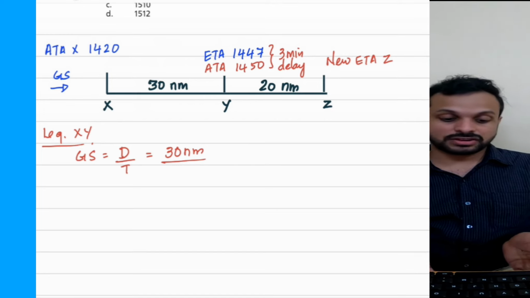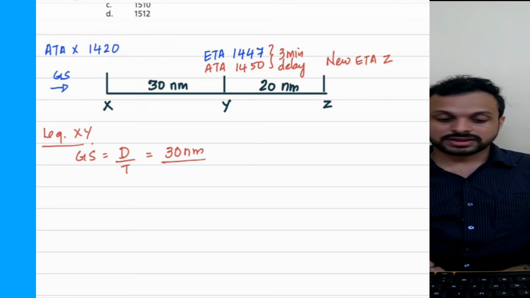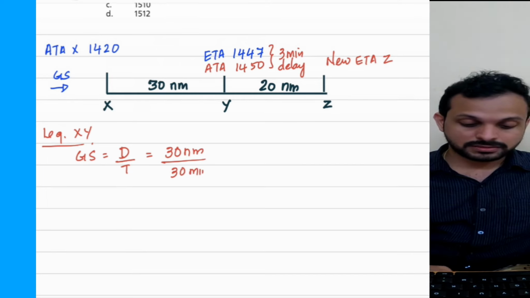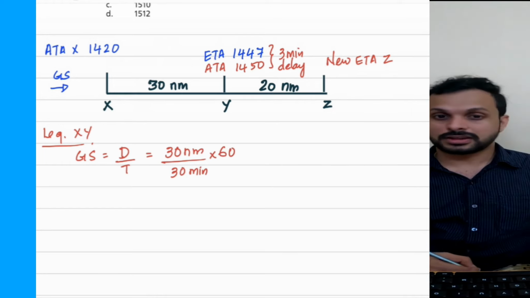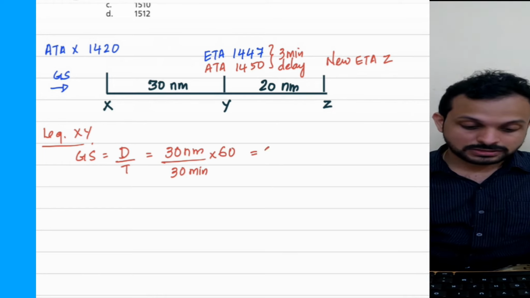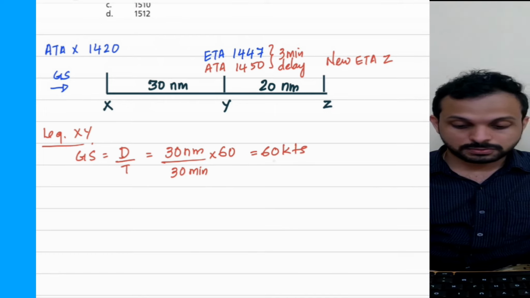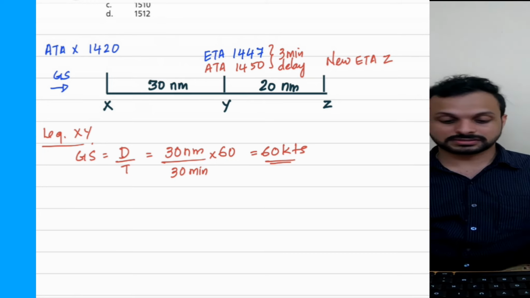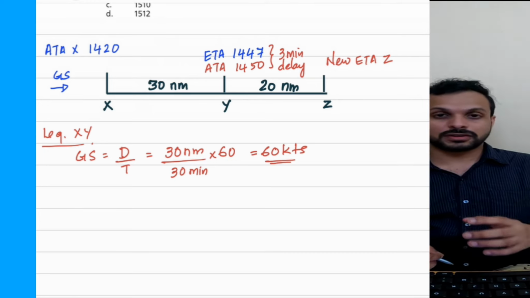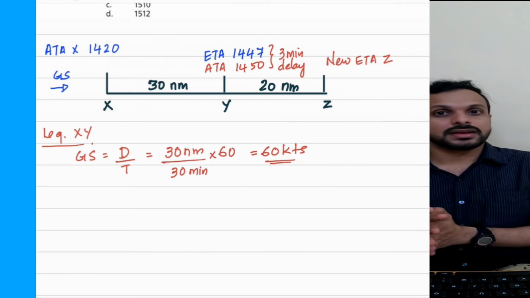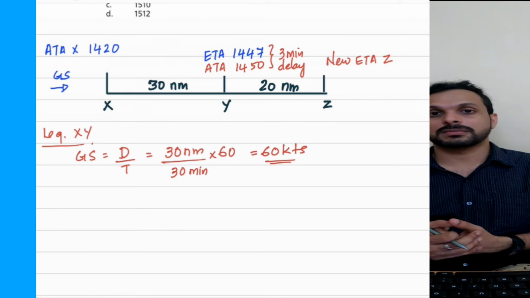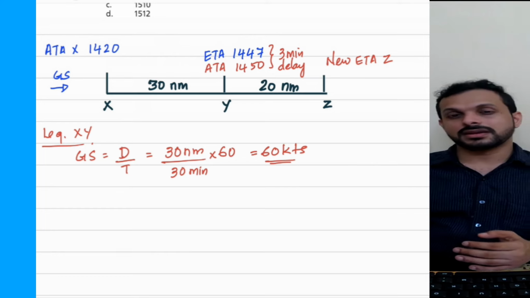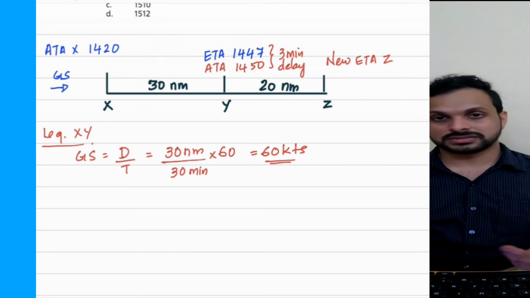The time taken is from the actual time of arrival at X, 1420, to the actual time of arrival at Y, 1450, and that is 30 minutes. Remember, it's in minutes, so be very careful to convert that to hours, and that is equal to 60 knots. It's pretty clear that if you're traveling 30 nautical miles in 30 minutes, your ground speed is going to be 60 knots. Perfect. Now we assume that this ground speed of 60 knots is maintained in the next leg as well. We will be experiencing the same winds, same power setting, and therefore the same ground speed. And we estimate the new ETA at the next waypoint, which is asked in the question.